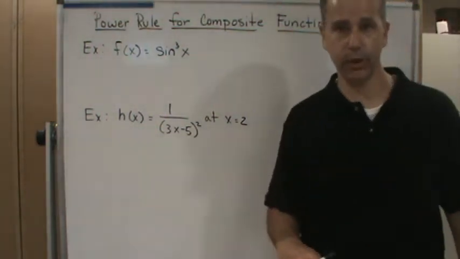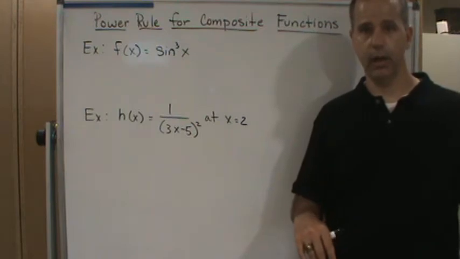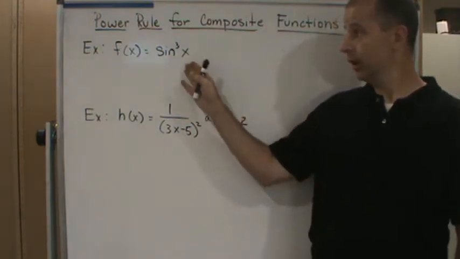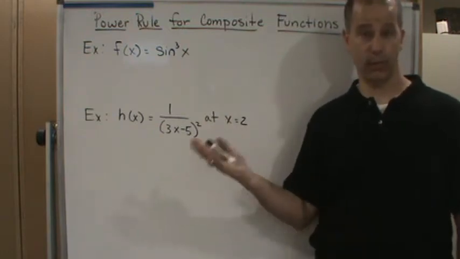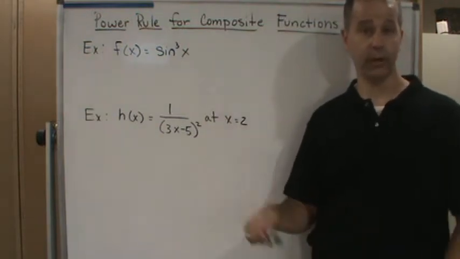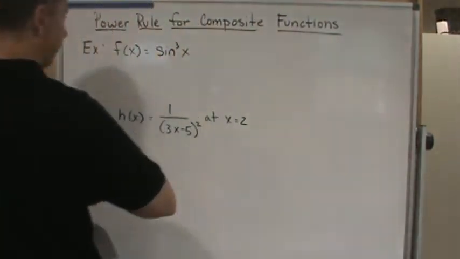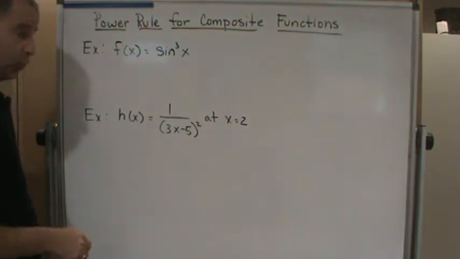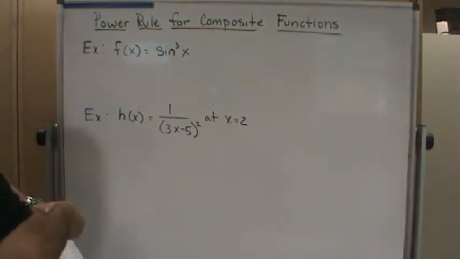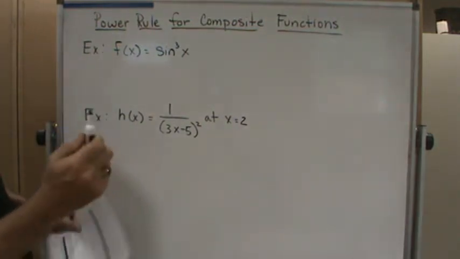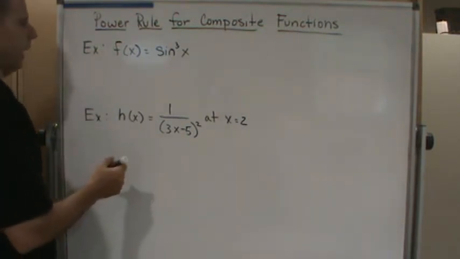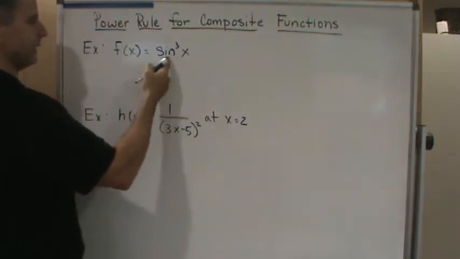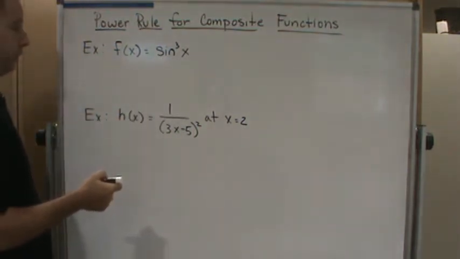Okay, so welcome back. Now we're going to do a couple more examples of composite functions, taking the derivative of them. The first one gives us sine cubed x, so now we're going to apply this to trigonometric functions. Again, understand that this is sine x quantity cubed. So this is a power function. The outside function is a power function, and the inside function is a trigonometric function.